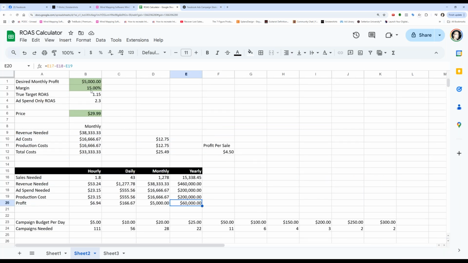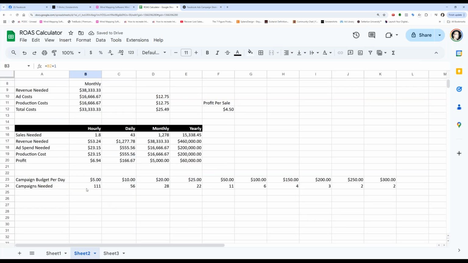This is t-shirts, which have a very, very slim margin to work with. Like 15% is being generous too. It could be 10%. In fact, if I change this to a 10, watch the numbers change. All of a sudden, I've got to spend more money, $833 per day instead of $555. So your margin matters big time. I use 15. That's a healthy one.